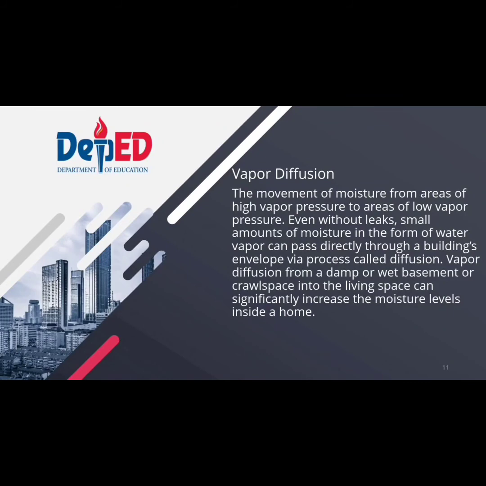Vapor diffusion. The movement of moisture from areas of high vapor pressure to areas of low vapor pressure. Even without leaks, a small amount of moisture in the form of water vapor can pass directly through a building's envelope via a process called diffusion. Vapor diffusion from a damp or wet basement or crawl space into the living space can significantly increase the moisture levels inside the home.